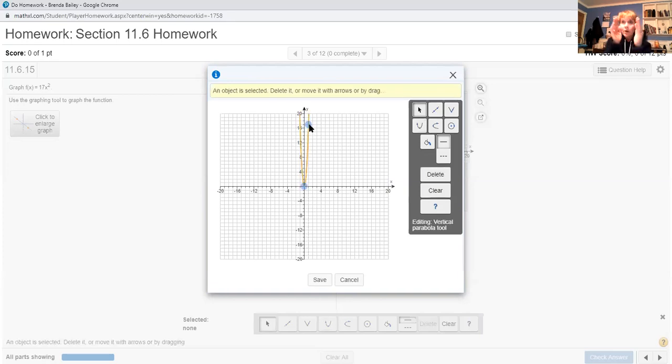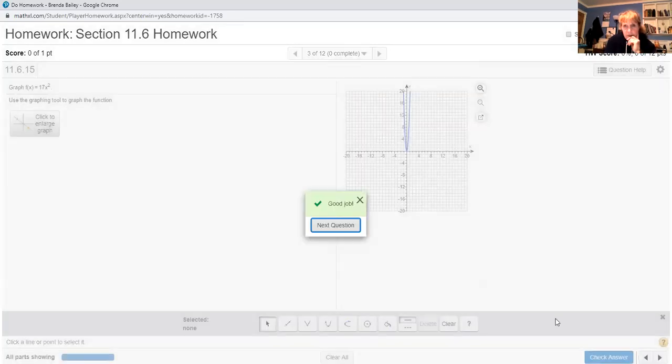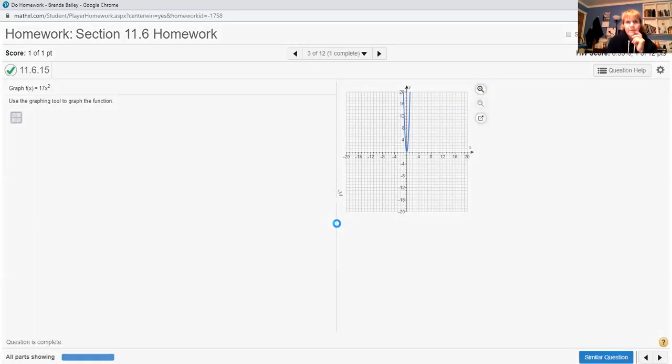Notice how narrow it is because our A is 17, which is a high number. So the higher it is, the narrower those get. And then you can save it, and then you can check your answer. A lot of times on these, if you miss it, sometimes they want you to graph the axis of symmetry, which we'll go through, but this one doesn't. So then you just check your answer, and we got it right. So we'll go to the next question.